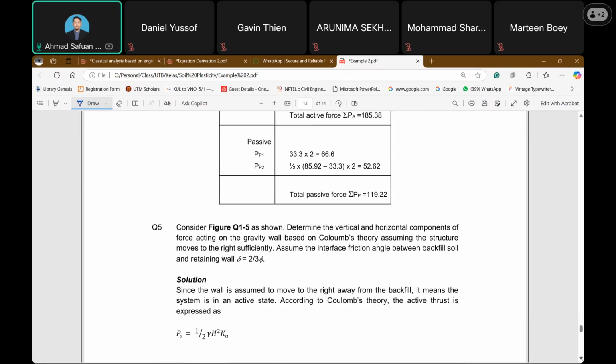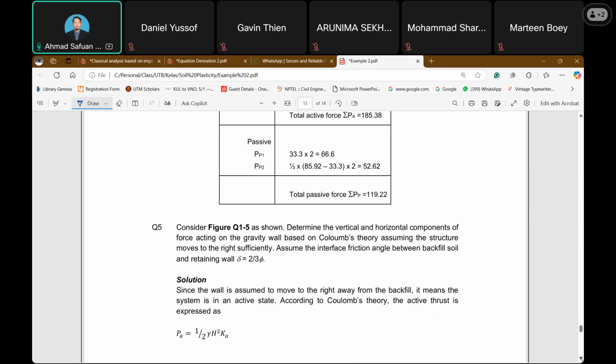But for this case, we use another approach, another theory. They call it the Coulomb theory. The one that we used before is based on the Rankine theory. Because for the Coulomb theory, they consider the friction between the wall and the soil. So later on, we will learn about the friction between the wall and the soil.